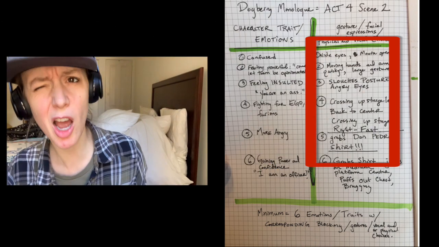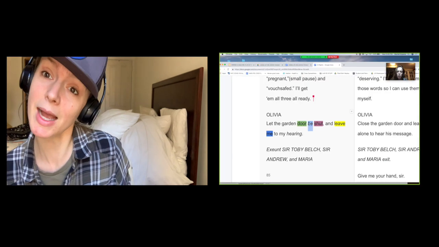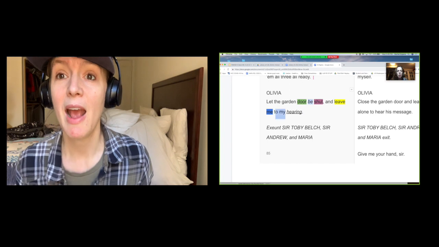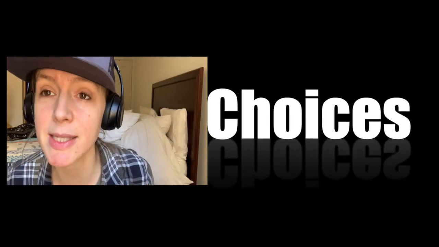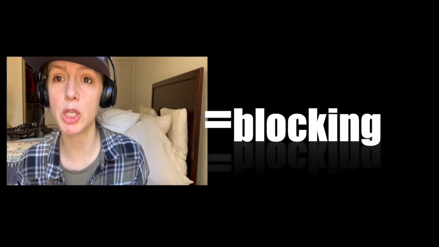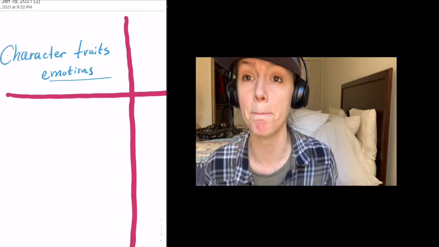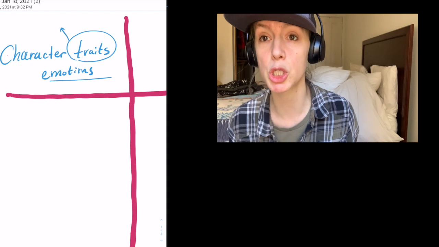Now, because we're so good at annotating our text, I would recommend for this assignment focusing on physical choices. The reason that we should focus on physical choices is because as students, we don't think about blocking and movement enough when we're approaching a script.